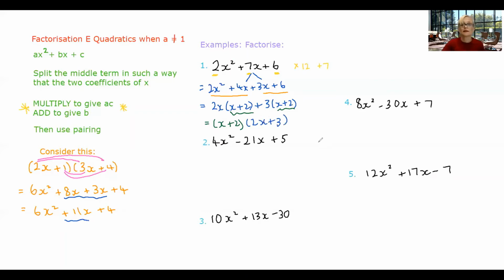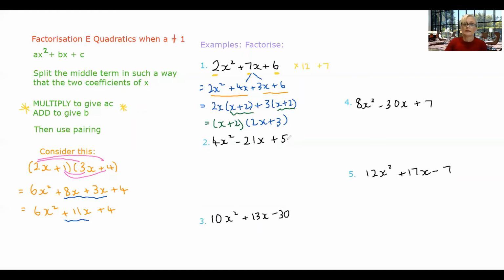All right, so just saying that again, the best method I find for doing this is to split your middle term in such a way that the two coefficients multiply to give AC and add to give B. From then on, once you've done that step, it's really quite easy. It's just a pairing up and taking out a common factor situation.